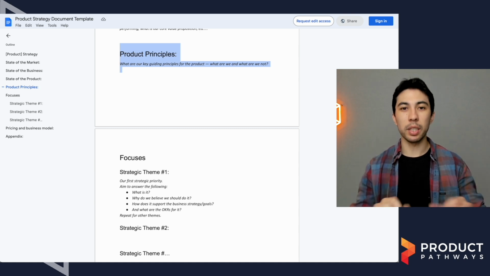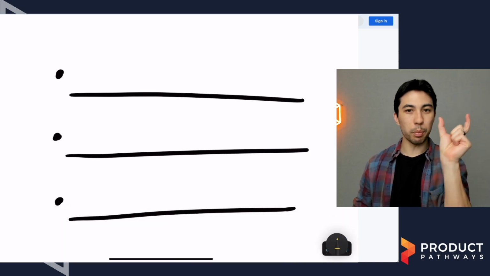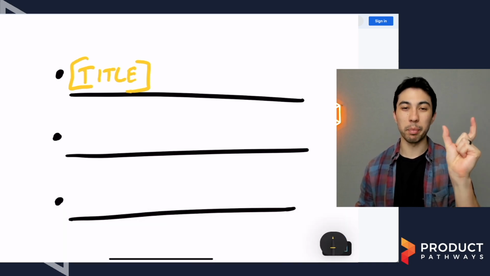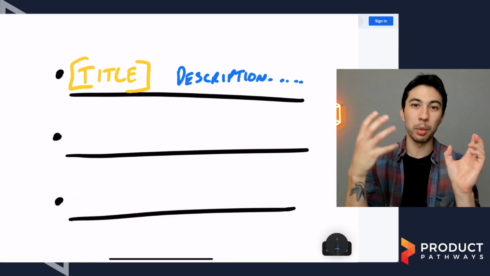And what I would really do at this section is create dot points of what the principles are. I'll give the principles a short description, like 100% mobile or mobile first, and then I'll write a sentence to describe the principle.